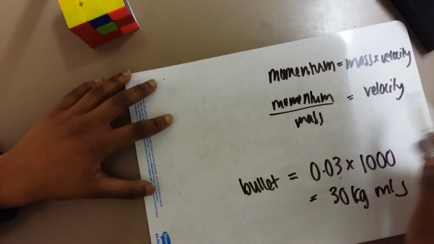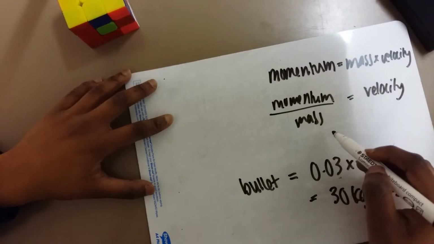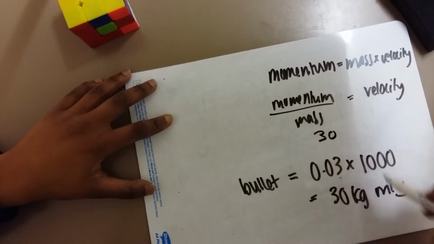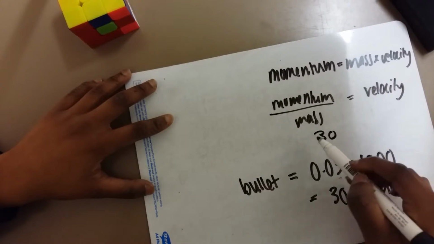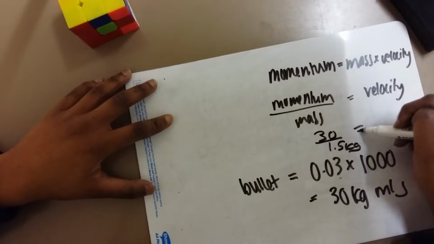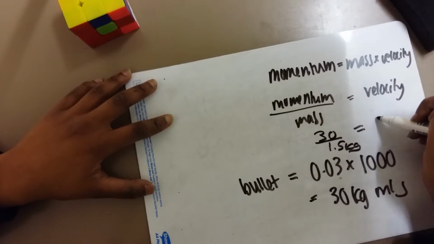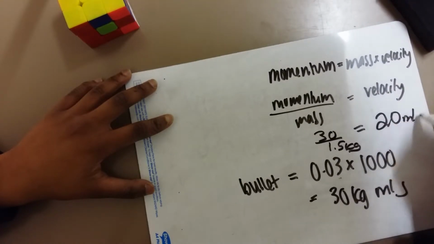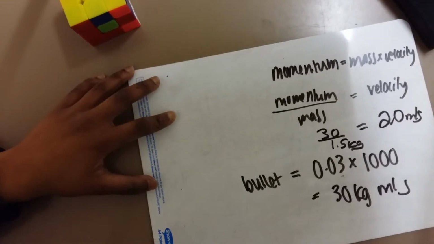So the momentum we have is 30, because we just calculated that there, divided by the mass, which is 1.5 kilograms, and 30 divided by 1.5 gives us 20 meters per second. So that is the velocity of the recoil of the gun.